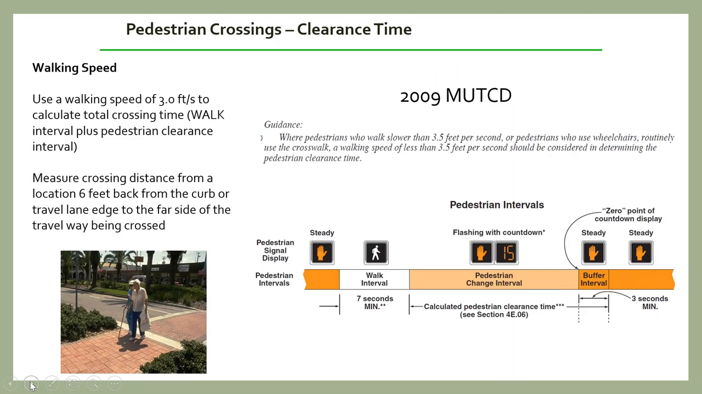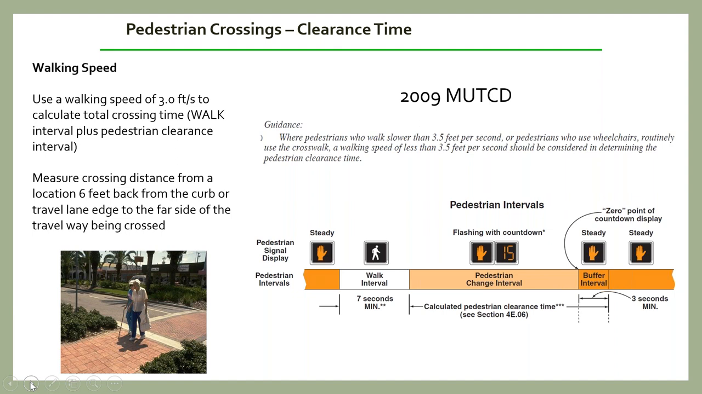The clearance time. So with the onset of a walk indication at a pedestrian signal head, and then the countdown and the flashing hand, that's the pedestrian change interval, or the part of the time that is needed for a pedestrian that, let's say, has just entered the crosswalk. So perhaps they've just stepped off the sidewalk, they've just initiated the crossing maneuver, and the calculated time for the pedestrian to make it to the other side.